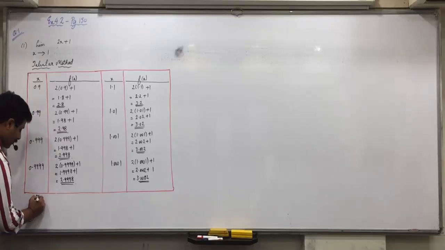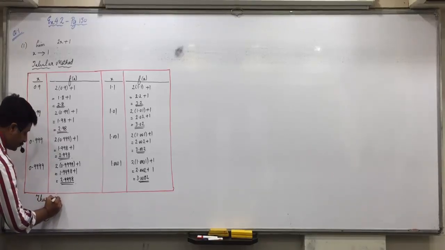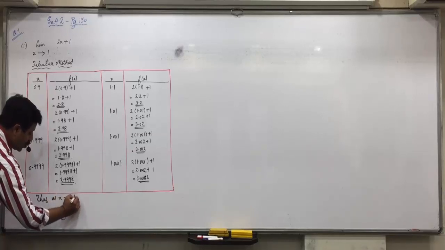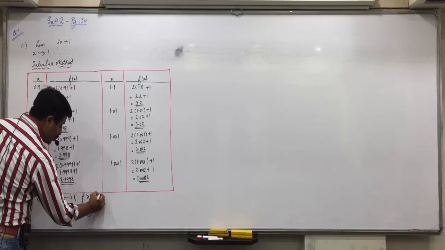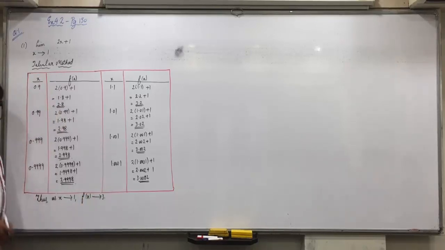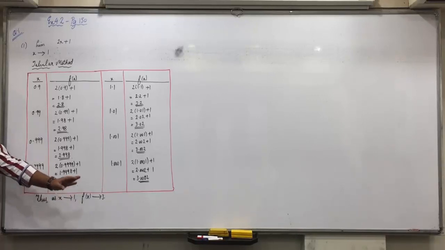Thus, as x tends to 1, f(x) tends to 3. Write that arrow; don't write the words, use the symbols. Thus, as x tends to 1, f(x) tends to 3. This is the tabular method. Very, very simple. Is everyone clear with it?